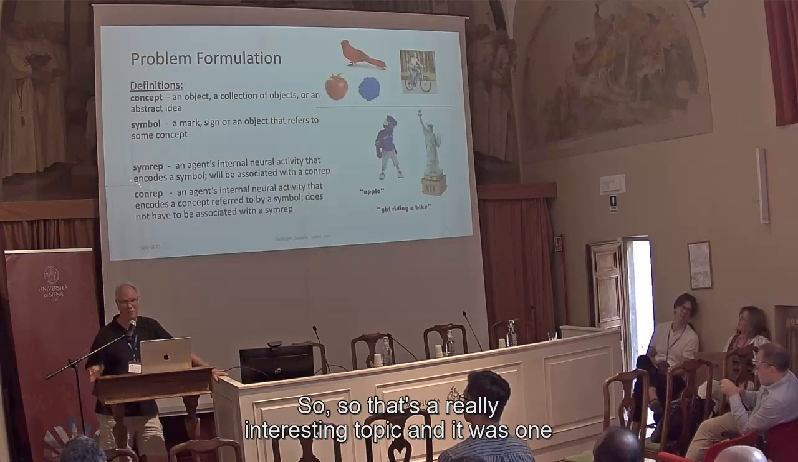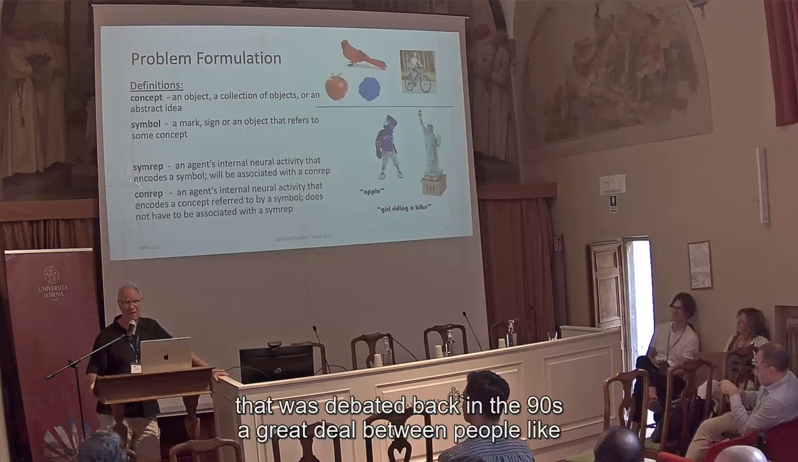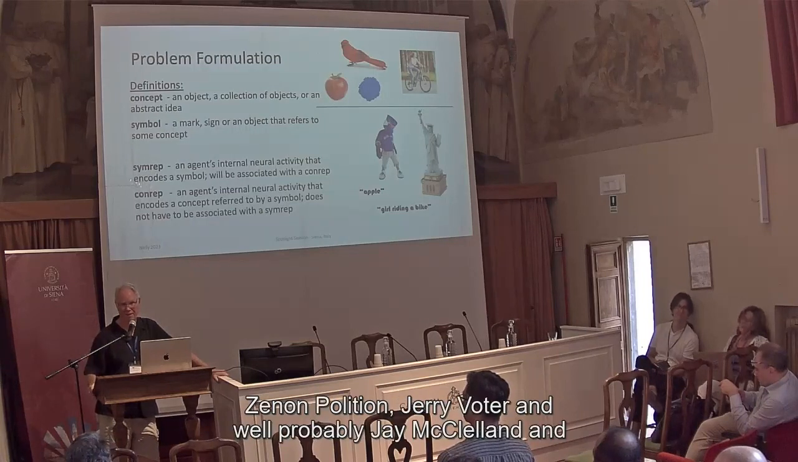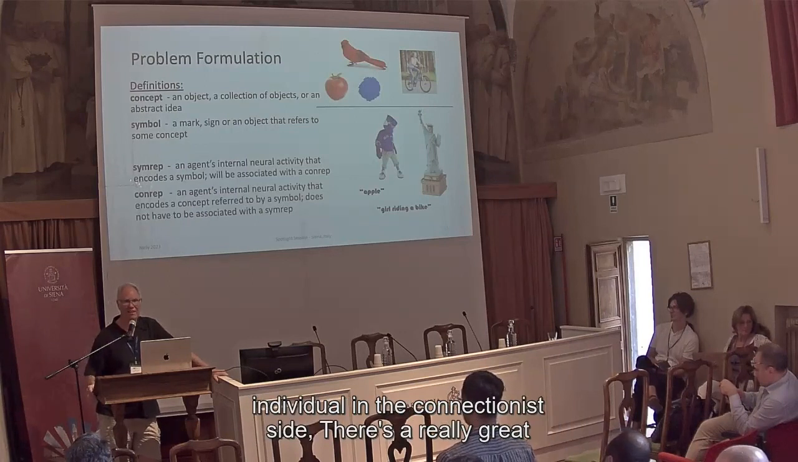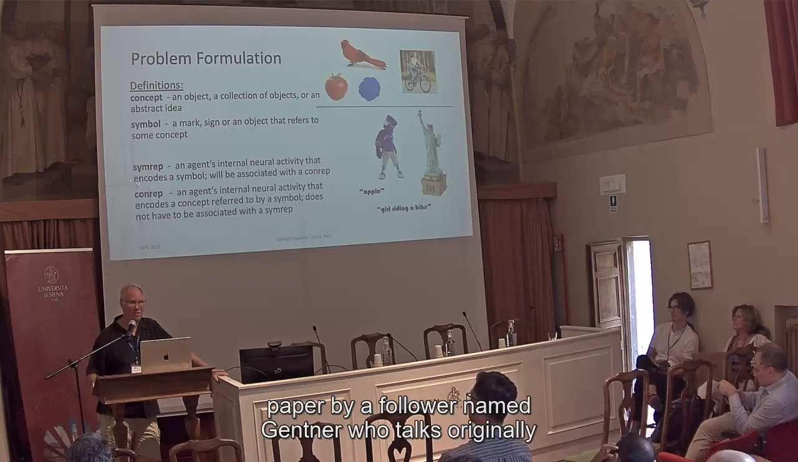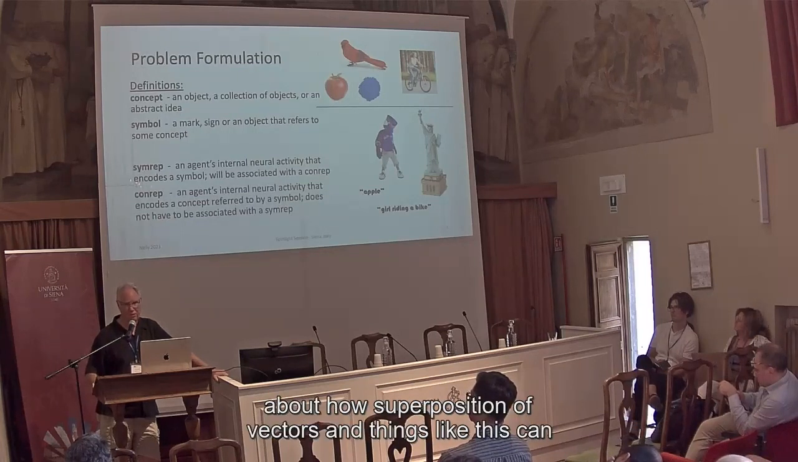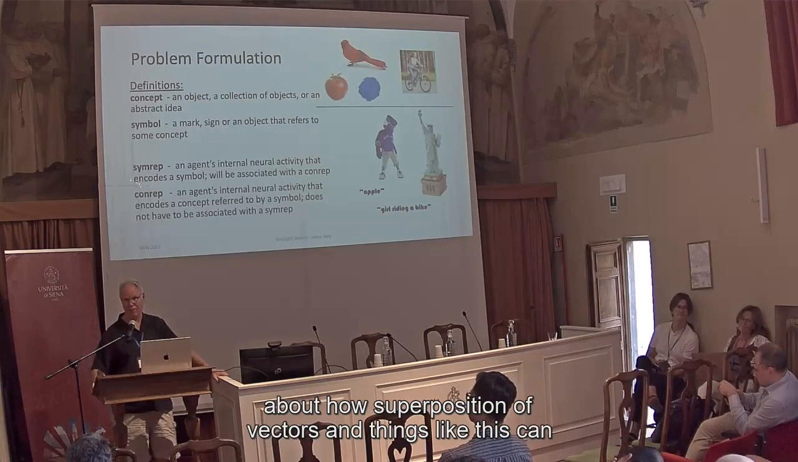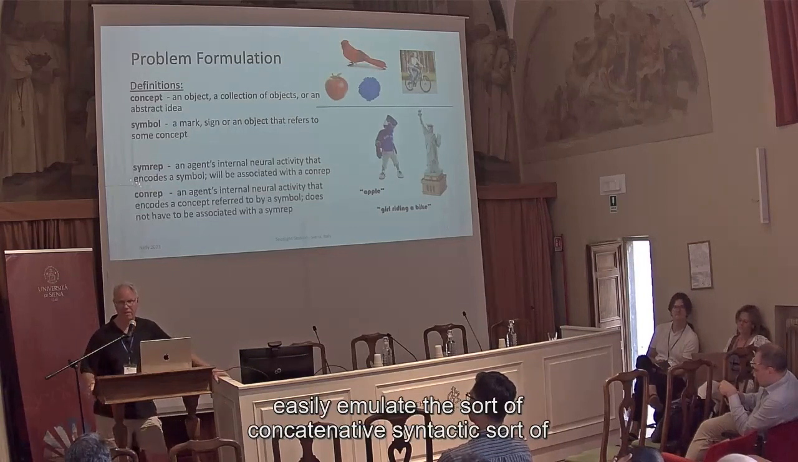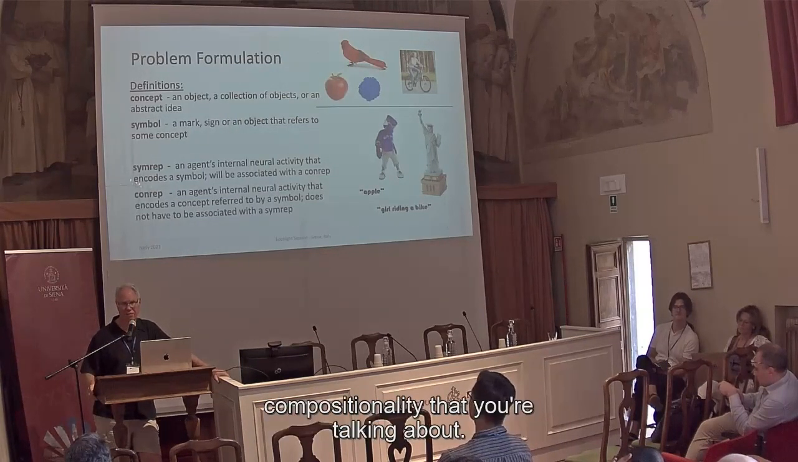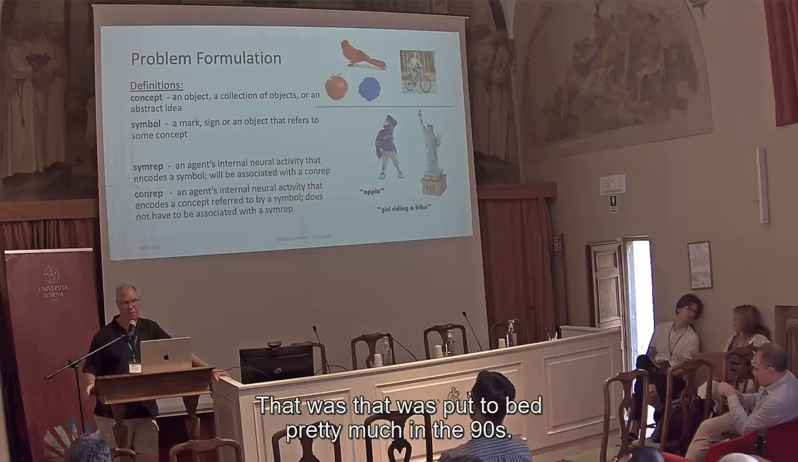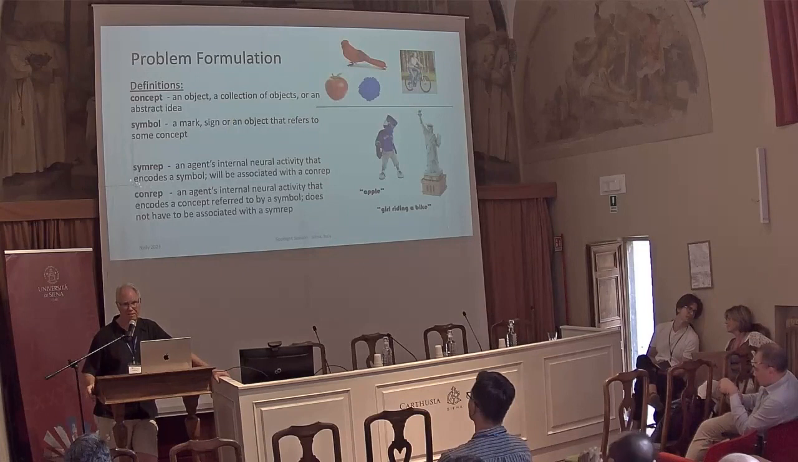So that's a really interesting topic, and it was one that was debated back in the 90s a great deal between people like Zenon Pylyshyn, Jerry Fodor, and probably Jay McClelland and others on the connectionist side. There's a really great paper by a fellow named Gentner, who talks originally about how superposition of vectors and things like this can easily emulate the sort of concatenative syntactic compositionality that you're talking about. That was put to bed pretty much in the 90s.